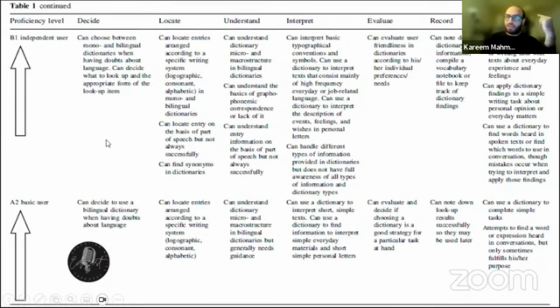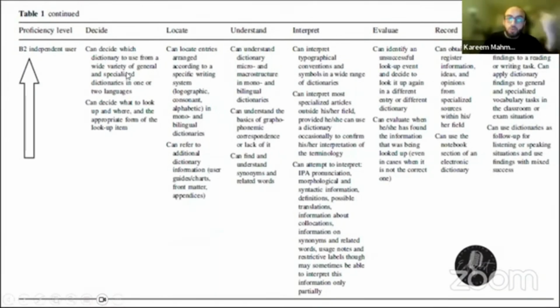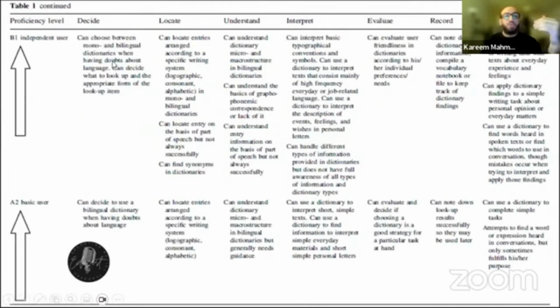Now, could you see the difference? In B2, they could use monolingual dictionaries, general dictionaries, or specialized dictionaries. But when you come here, those people in B1 can choose between mono and bilingual. But A2, no, bilingual only, because a monolingual dictionary will be totally challenging for them. So, for example, they can look at the entry. Yes, they can understand the micro and the macro, correct? But in a general way. So are they checking a monolingual dictionary? No, they are checking a bilingual one. Bilingual means that they are communicating with the dictionary in their original mother tongue.